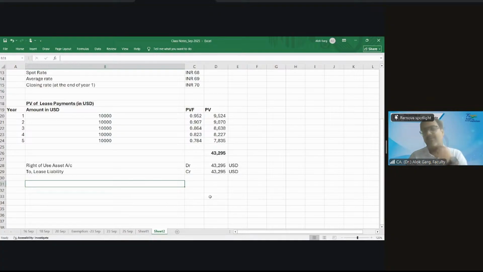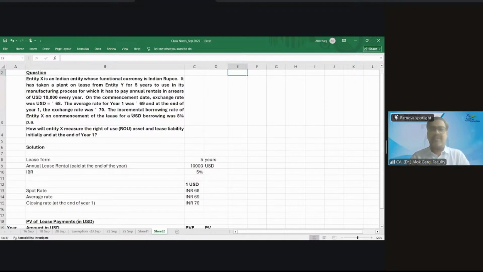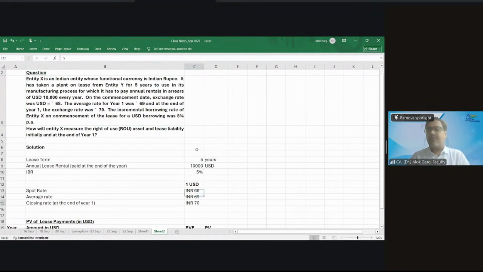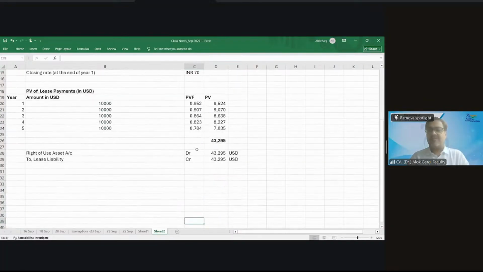Sanjay, just think about when you are passing this entry. On which date? Commencement date. Sanjay, what is the rate on the commencement date? Spot rate in the beginning. On the commencement date, the exchange rate was 68 per USD. It is given in the question. Yes, so which rate will you consider? 68, the commencement date rate.